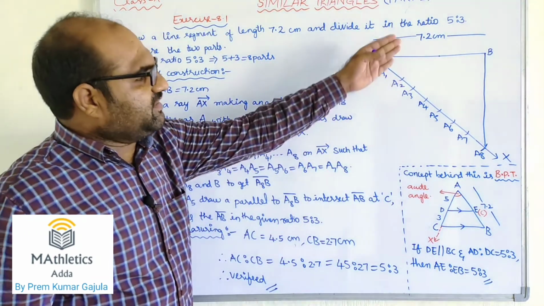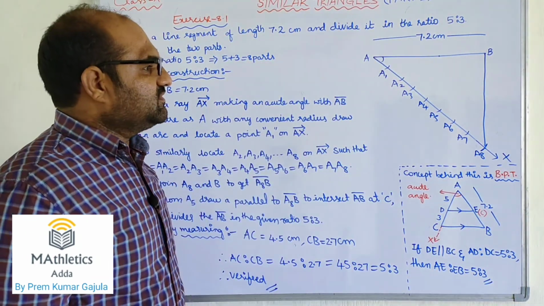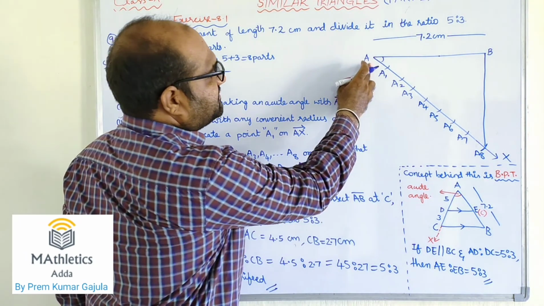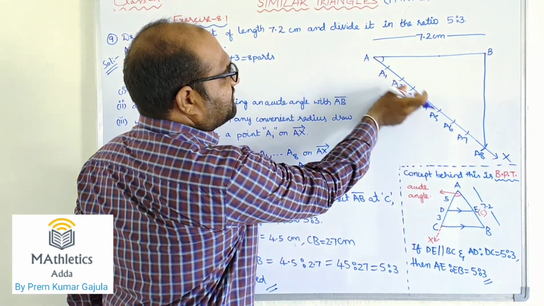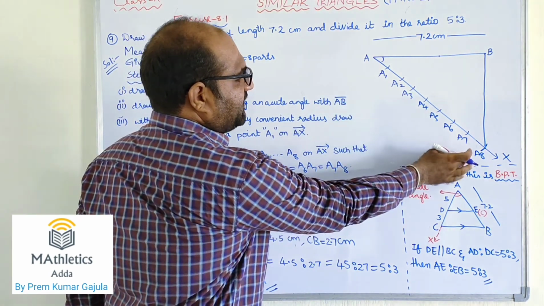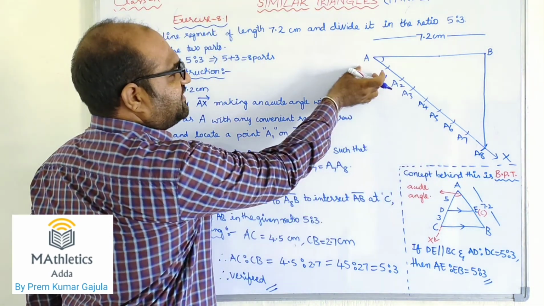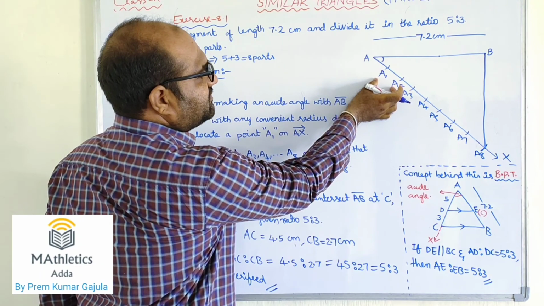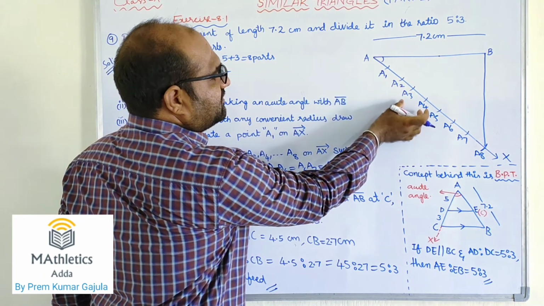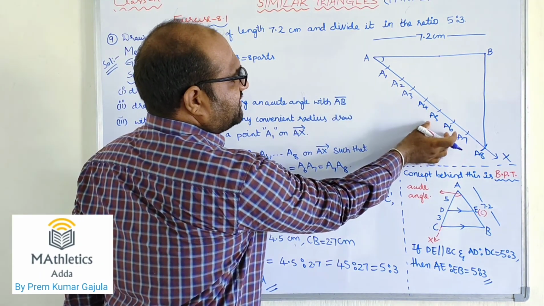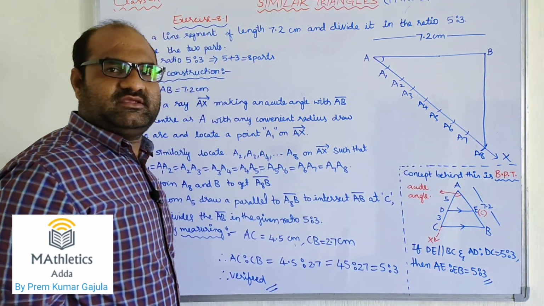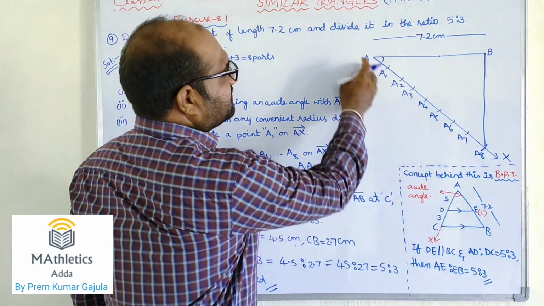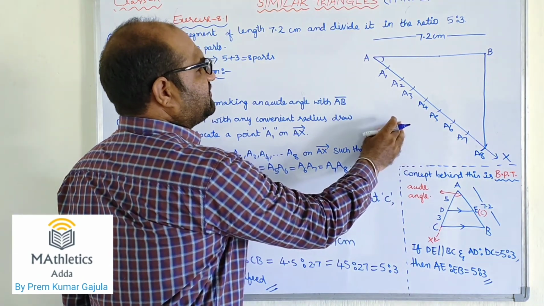Okay, so after joining B and A8, if you see this, A to A8 total is divided into 8 equal parts. We have to locate up to A8 such that AA1, A1A2, A2A3, A3A4, A4A5, A5A6, A6A7, A7A8 distances should be equal. So now this is divided into a total of 8 equal parts.